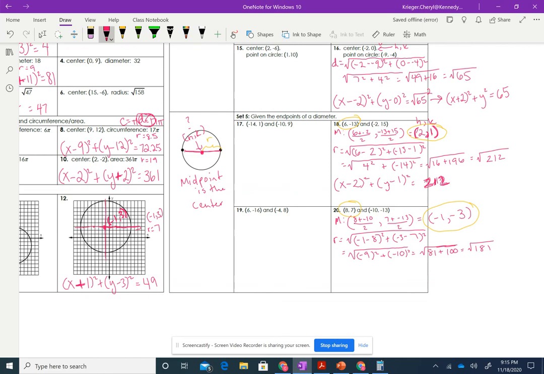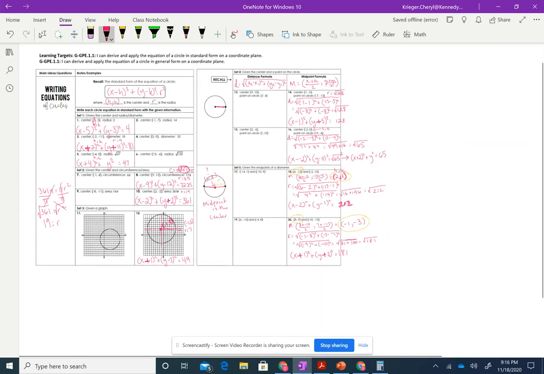So (x minus h), negative 1, squared, plus (y minus k), negative 3, squared, equals the square root of 181 squared. I'm not going to go through the process again. The square root cancels the squared, so that's 181. And I'll just clean up my double negatives. And we're done.